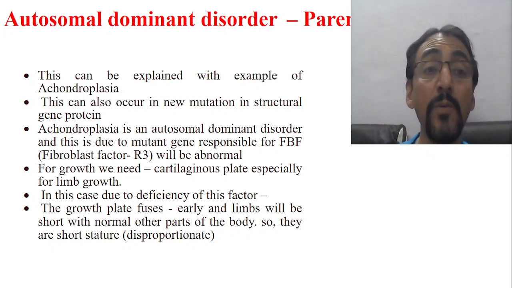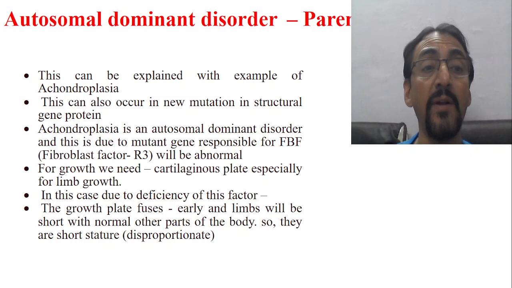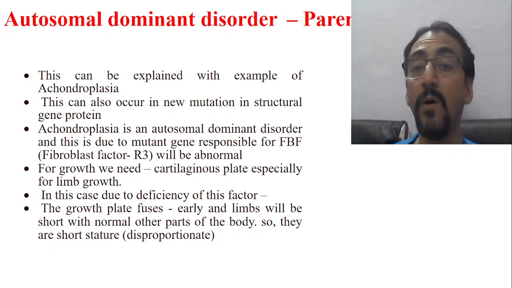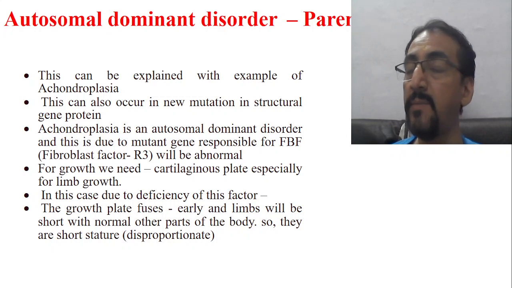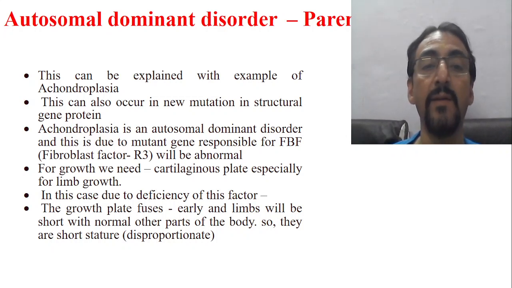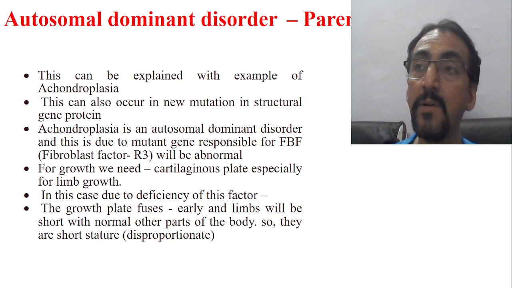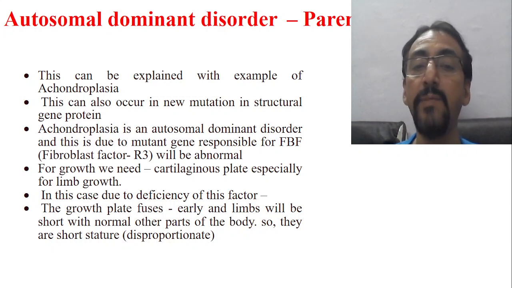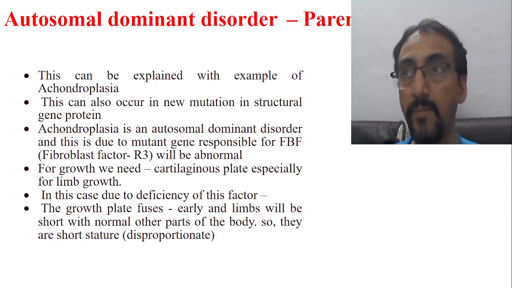Now, achondroplasia is an autosomal dominant disorder, and it is due to the mutant gene responsible for the formation of fibroblast growth factor receptor 3. The gene name is fibroblast growth factor receptor 3, and that particular FGFR3 gene is abnormal in the case of achondroplasia.